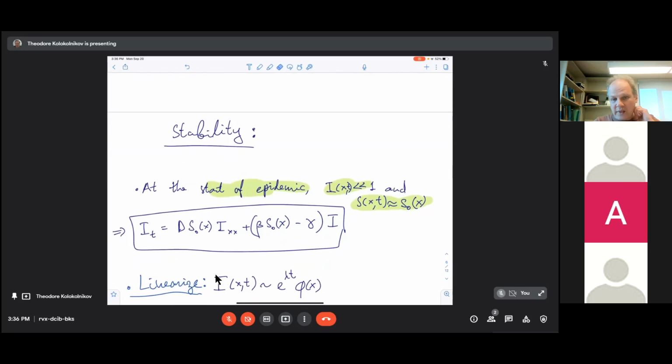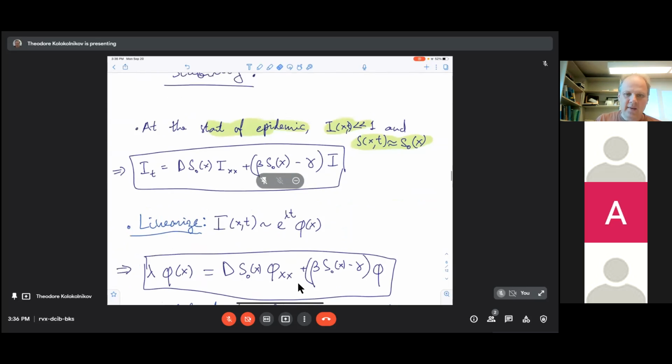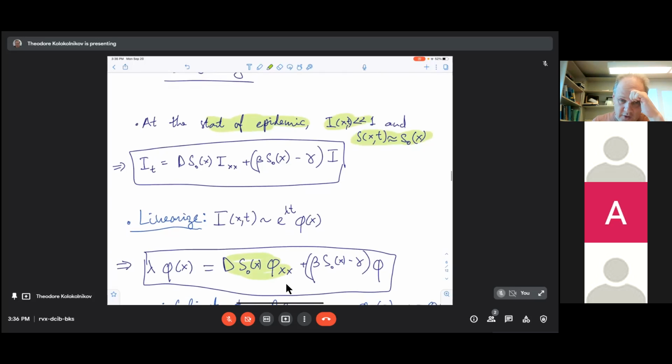So we do the usual thing. We linearize in time and space. So we'll look at the solution of the form e to the lambda t times some phi of x. And we get an eigenvalue problem to solve for lambda. Right now, this is like an ODE eigenvalue problem. If there was no diffusion, if this term wasn't there, then you just have the usual stability for the ODE SIR model. But now the question is, how does this change stability when you have this diffusion term?